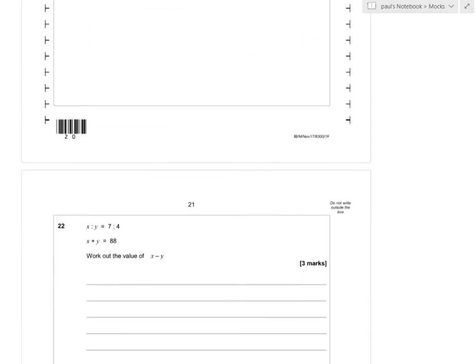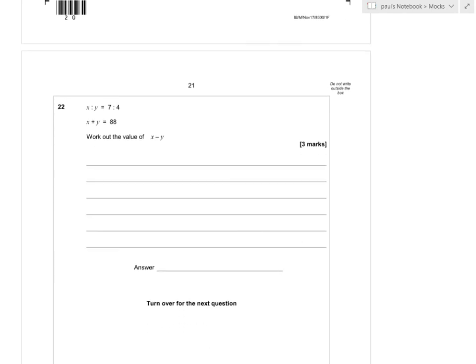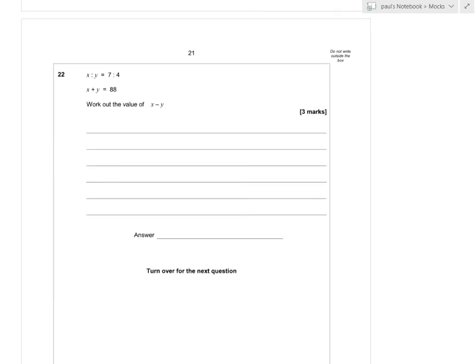Yeah, perfect. Perfect. You get bonus points for something like that. It's great. Oh, what's this? X times Y is 74. X plus Y is 88. Work out the values of X minus Y.